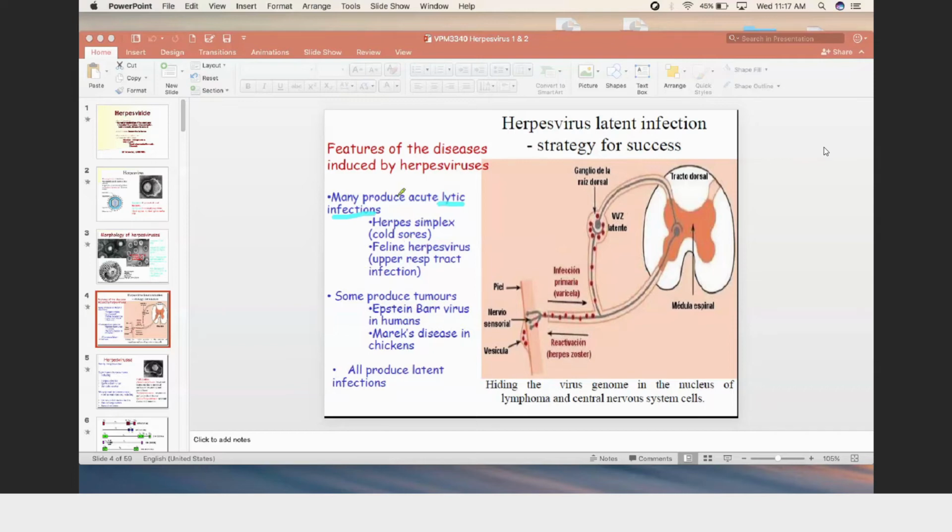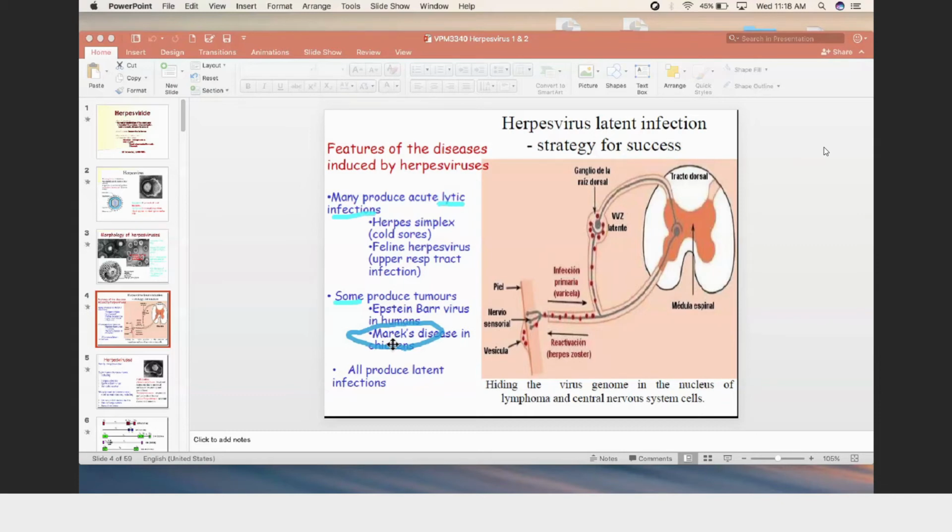And some herpes viruses produce tumors: EBV, Epstein-Barr virus in humans, and Marek disease virus. This is the one that you have to remember. Don't forget this. Professor Rahman's PhD was on Marek disease virus, so he may have more inclination to give you questions related to Marek disease virus. It's a special virus anyway, the virus that causes tumor in avian.